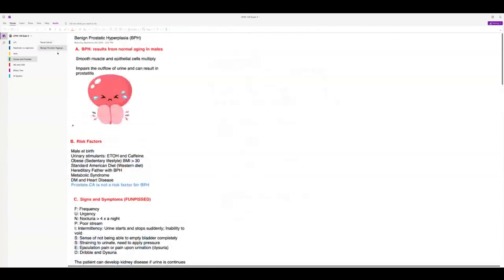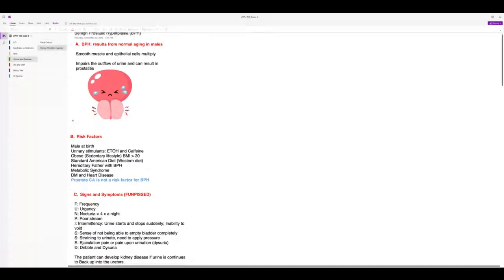And then benign prostatic hyperplasia. Okay, so this happens as men age. It's the result of smooth muscle and epithelial cells just kind of multiplying. So it impairs the outflow of urine and it can result in prostatitis. Okay, so the risk factors are male at birth. You have to know all this stuff.